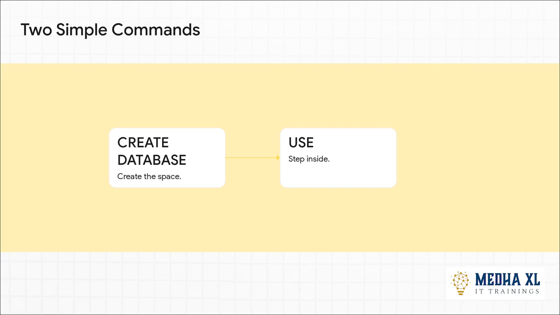First up, we literally create the space with create database company. Just like that, we have a database named company. And then we have to tell the system we want to work inside it. So we type use company. That's it. Now MySQL knows that every command we type next is for our brand new company database.